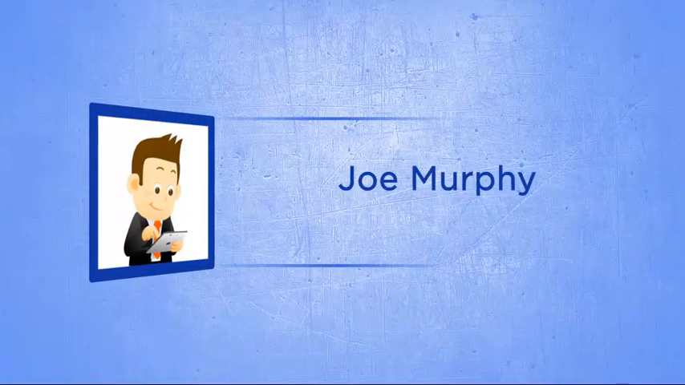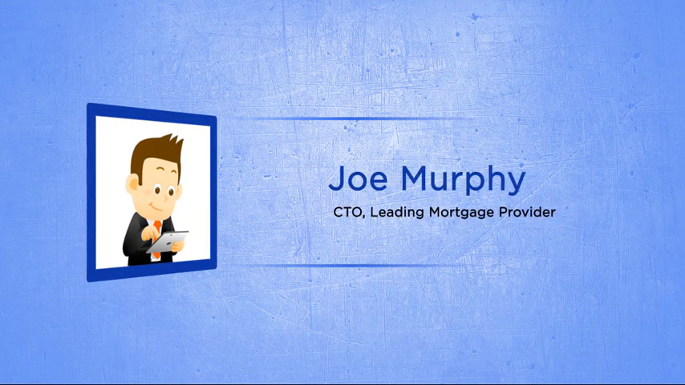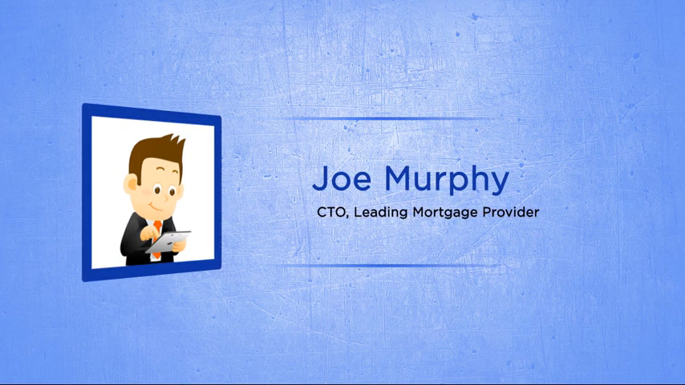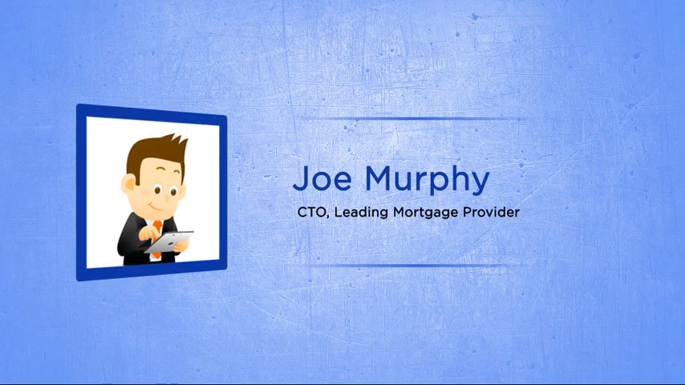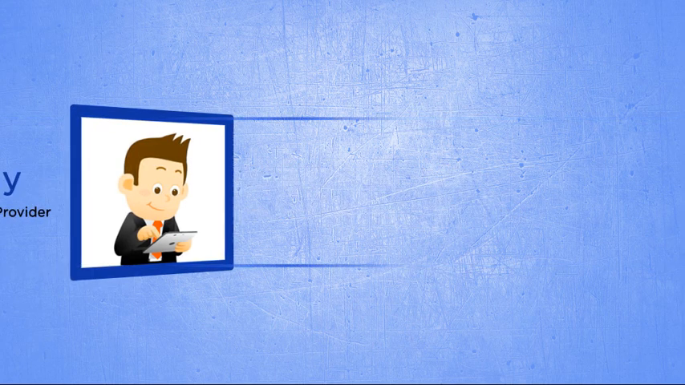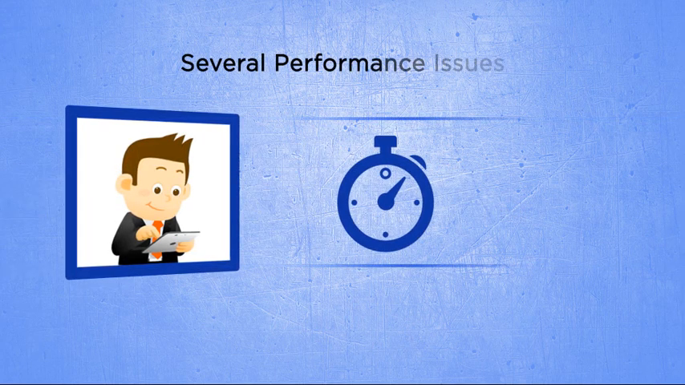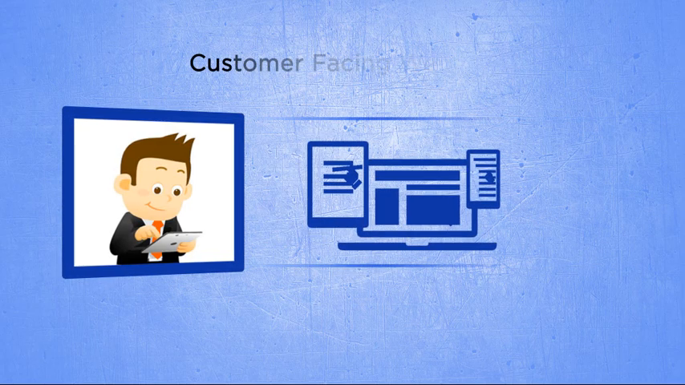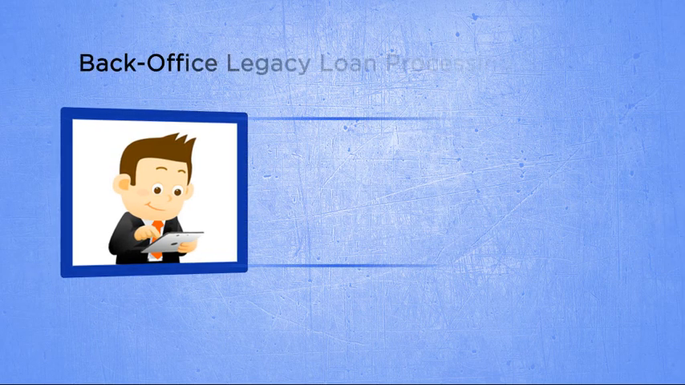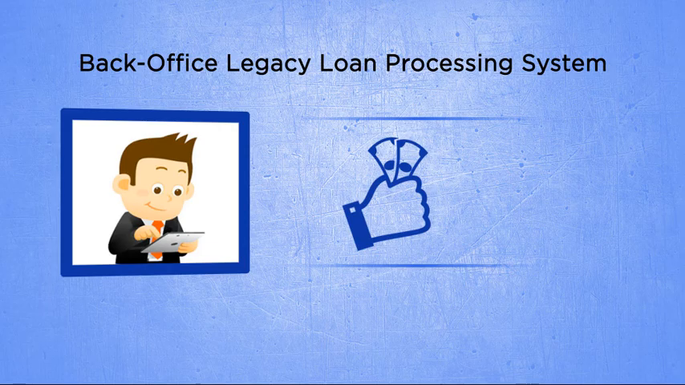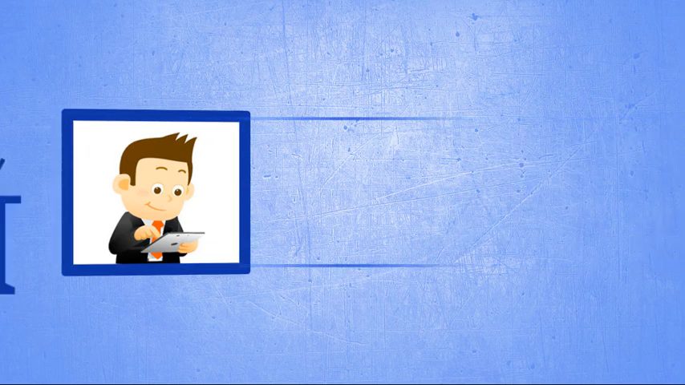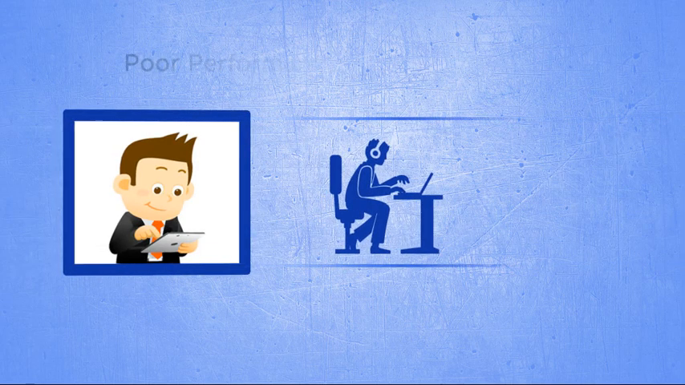Meet Joe Murphy. Joe Murphy is the CTO of a leading mortgage provider based out of Philadelphia, offering the top mortgage products available in the market today. Joe had several performance issues with their customer-facing website, their back-office legacy loan processing system, and the interaction between them. Users consistently complained about poor performance in terms of speed.